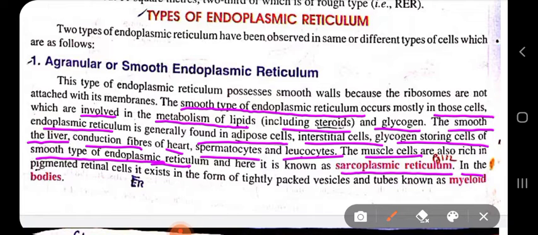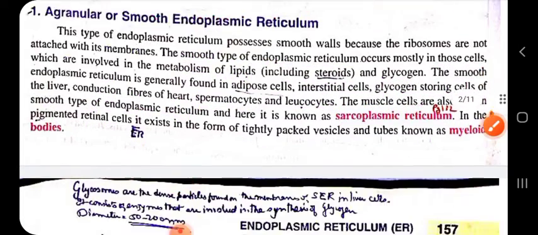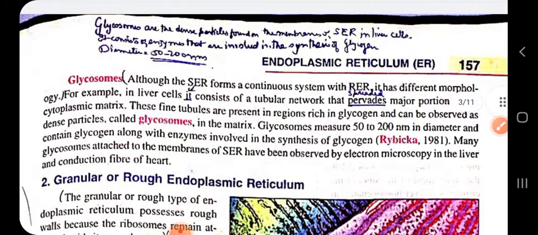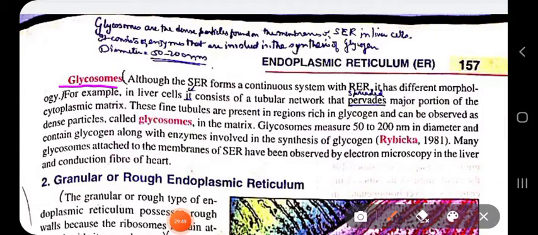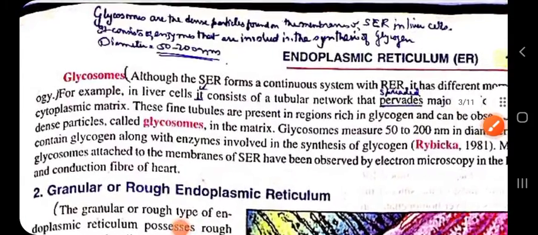Now, within the pigmented retinal cells also, this endoplasmic reticulum occurs, in the form of tightly packed vesicles and tubes known as myeloid bodies. Next, we will see more about the smooth endoplasmic reticulum. Now, this region that we are calling glycosomes, as you can see, I am zooming it in.